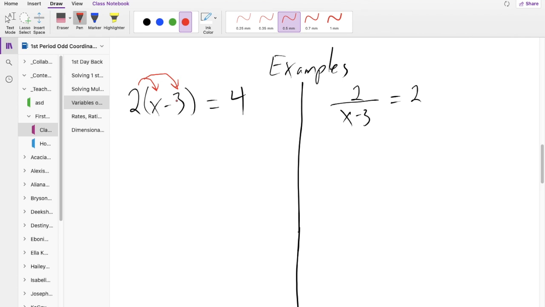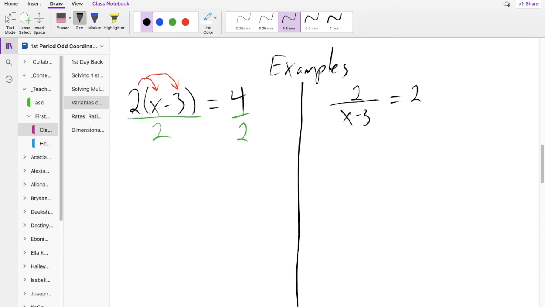Instead, one thing I could notice is since this 2 is being multiplied to this parentheses, I could divide it on both sides. Now, one reason why I may want to distribute instead of divide on both sides is if I were to divide both sides by this 2, I come out with a fraction on the right side. So I may not want to do that. But in this case, I can easily divide by 2 on both sides and get an integer out. So instead of distributing, I'm going to divide both sides by that 2.